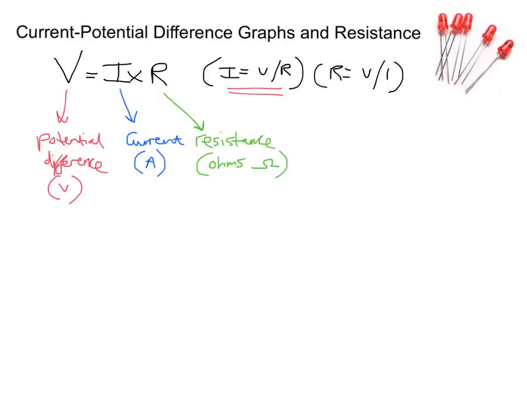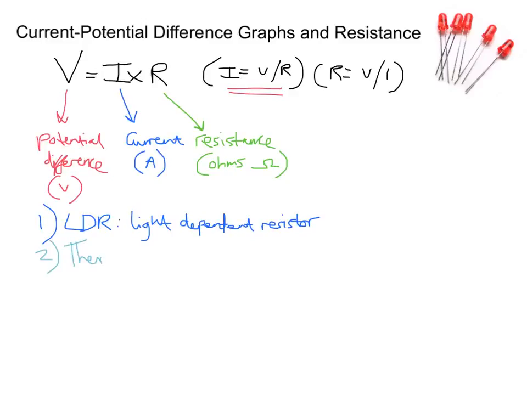So let's think about types of resistors that you come across in this particular topic. One of them is the LDR. So we'll just put that in place, the LDR. Now the LDR stands for the light dependent resistor. And the other one that I think is worth knowing about, and is also examinable, is the thermistor. So here are two types of resistor that it's worth knowing about.